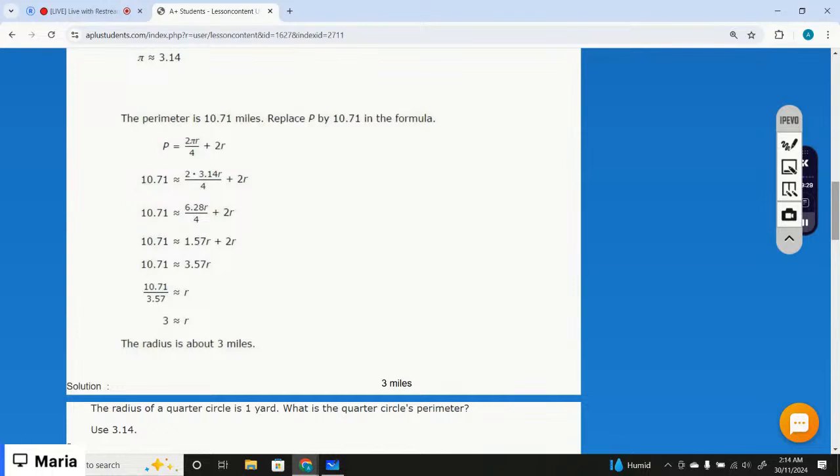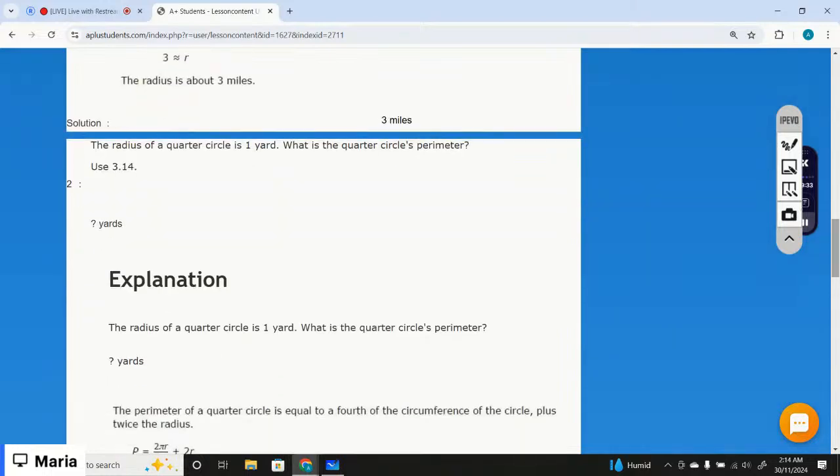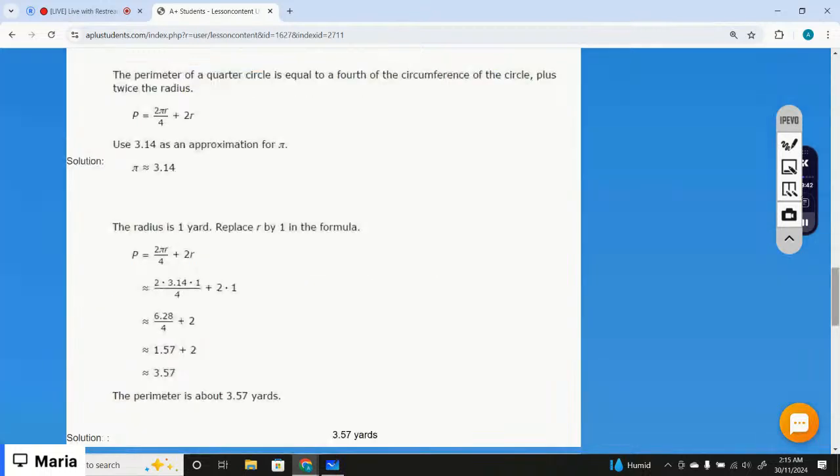The radius of the quarter circle is 1 yard. What is the quarter circle's perimeter? You are given the radius, that is 1 yard, and you need to calculate the perimeter. You have to use the formula that is P equals 2 pi r divided by 4 plus 2r. So just put in the values and do the calculation. The correct option is 3.57 yards.